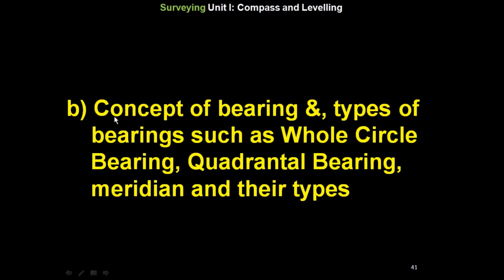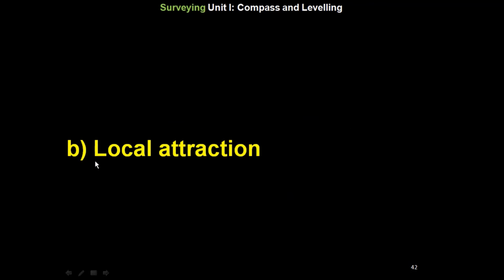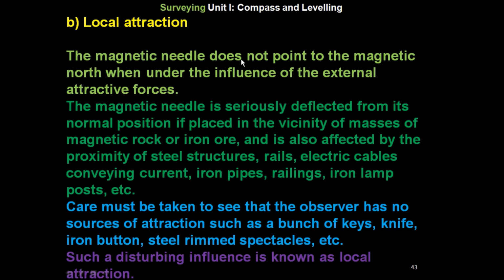So we have seen the concept of bearing and types of bearings such as whole circular bearing, quadrantal bearing, meridian, and their types. Now we will see the local attraction. The magnetic needle does not point to the magnetic north when under the influence of external attractive forces. The magnetic needle is seriously deflected from its normal position if placed in the vicinity of masses of magnetic rock or iron ore, and is also affected by the proximity of steel structures, rails, electric cables carrying current, iron pipes, railings, iron lamp posts, etc.